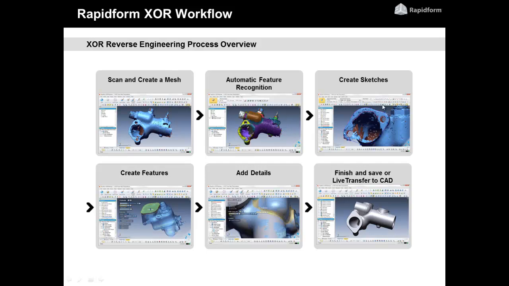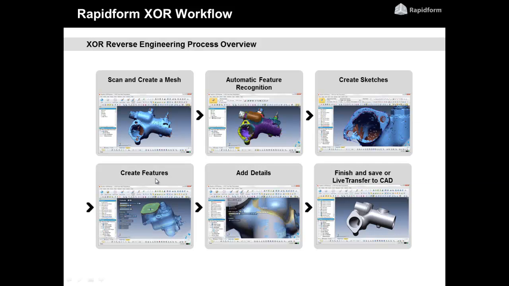From the scan data, we're able to create sketches. And this process is very much like you would use in CAD today. You're drawing lines and arcs, and splines, whatever you need to do. But the advantage of having the scan data as a reference makes it so that you're not just measuring and trying to type in values. You're actually fitting to the data that you see in the view window. And we'll show you that here shortly.